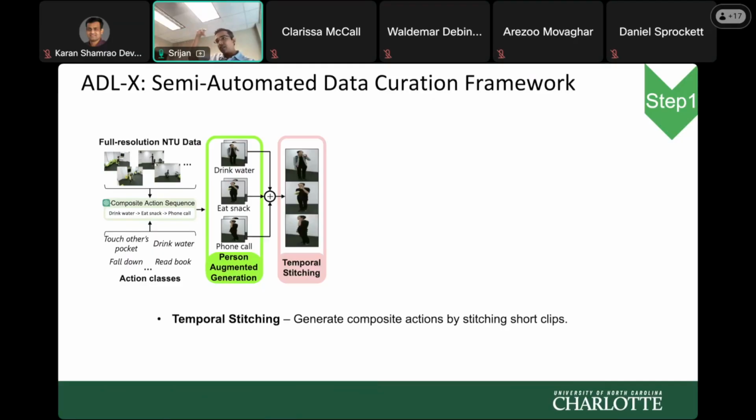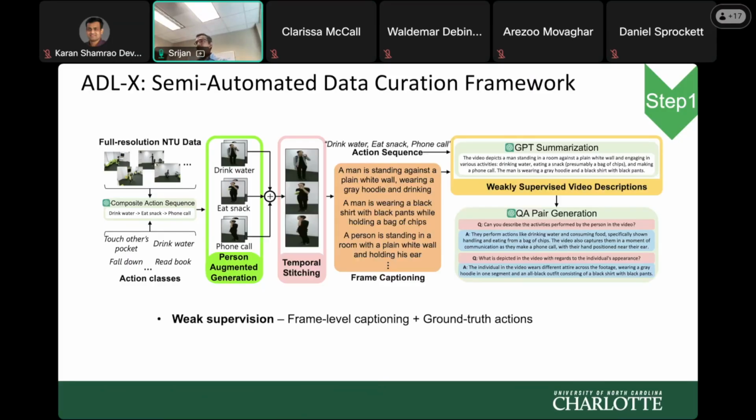And once we have these small clips of videos for each action, we concatenate them. And for concatenating them, we basically just do a temporal stitching. For each frame, we get image captions using an image captioner. And if there is a video with 20 frames, there will be 20 different image captions. We take all these captions, concatenate them, send it to GPT, and ask GPT to summarize the video.